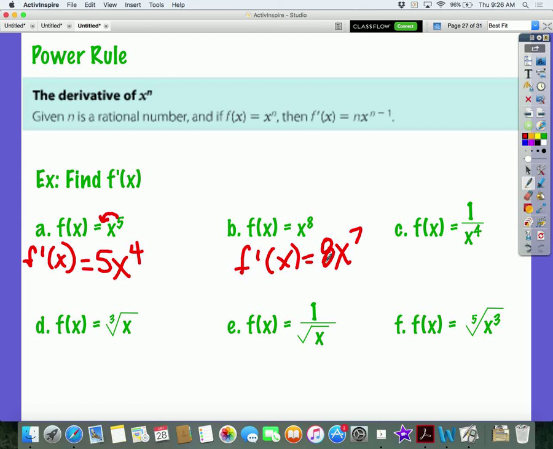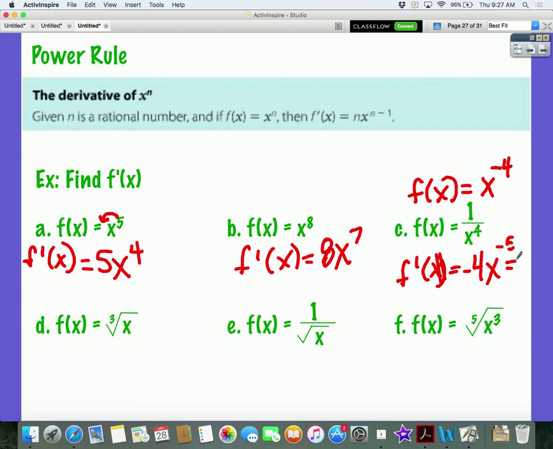Now before we can take the derivative for C, what do we need to do? Bring it to the top. So when we bring it to the top, that turns into a what? 1x to the negative 4. And then you bring the negative 4 out front. Right, so it'd be negative 4x, and then negative 4 minus 1, which is negative 5. And so then we want to rewrite this as negative 4 over x to the 5th, because the negative only applies to the variable, not the 4.